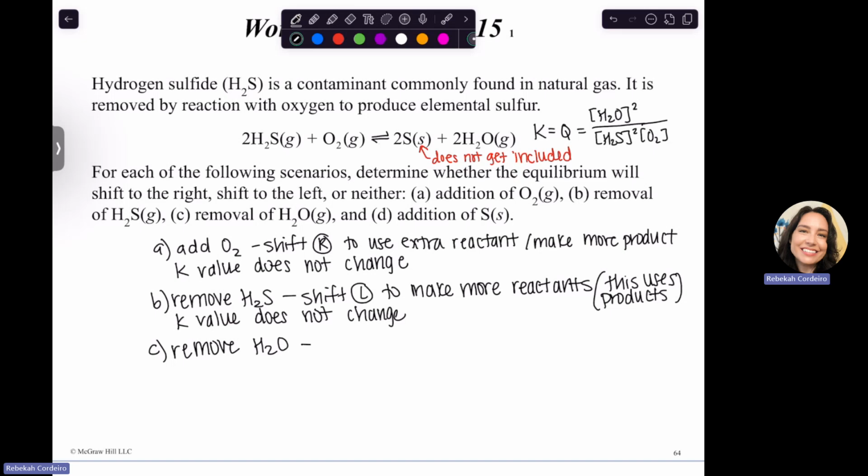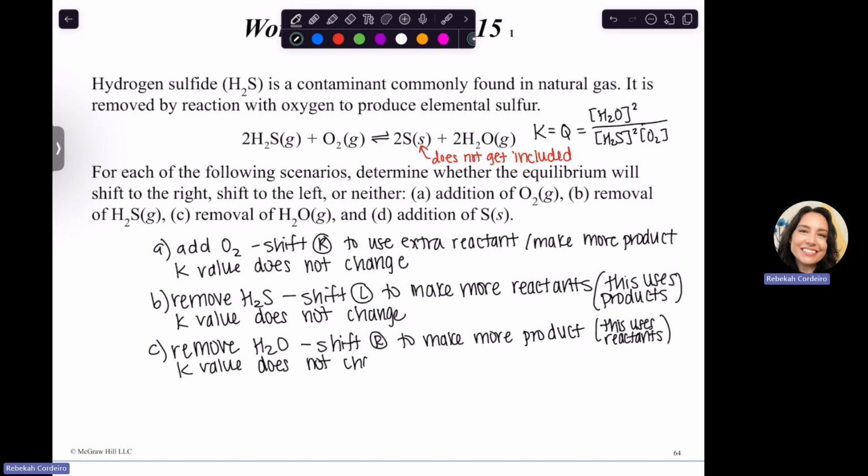So removing H2O, if I don't have a lot of products, we have to go make more product. So we're going to shift right to make more products. This uses reactants, so we will see a decrease in the amount of reactants, but we're making more products because we lost products. K value does not change.